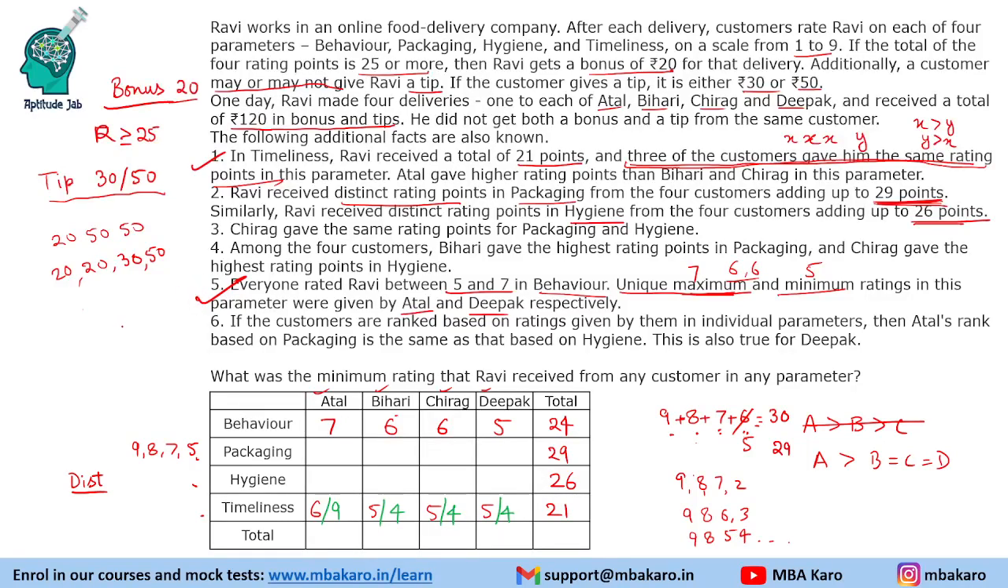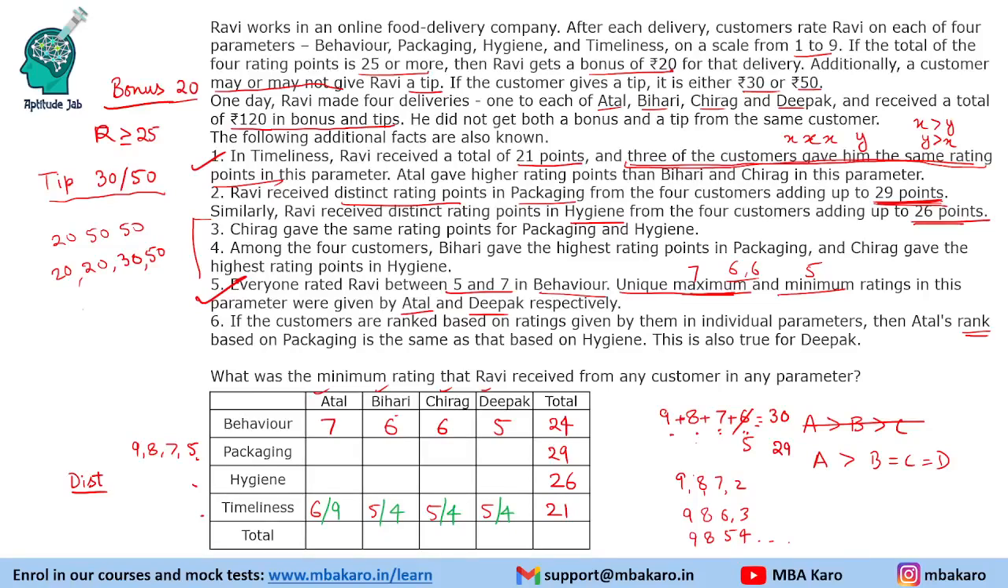Okay. Next, it says that if the customers are ranked based on ratings given by them in individual parameters, then Atal's rank based on packaging is the same as that based on hygiene. So some rank based thing, which probably once we know more data we can execute. So let us look at these points 3 and 4. Those are the ones that are remaining.